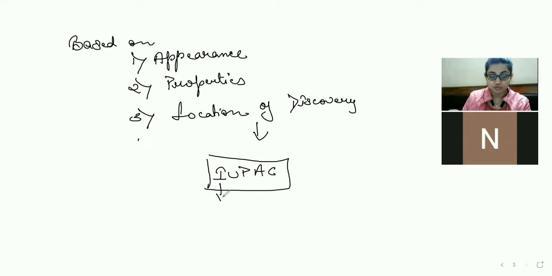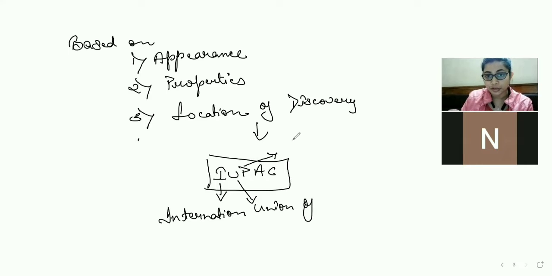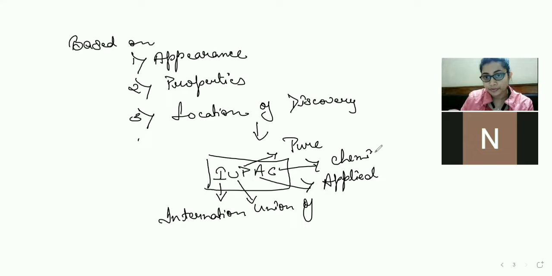IUPAC. I stands for International, sorry, not international, internation. U stands for Union. P stands for Pure, A stands for Applied, and C stands for Chemistry.